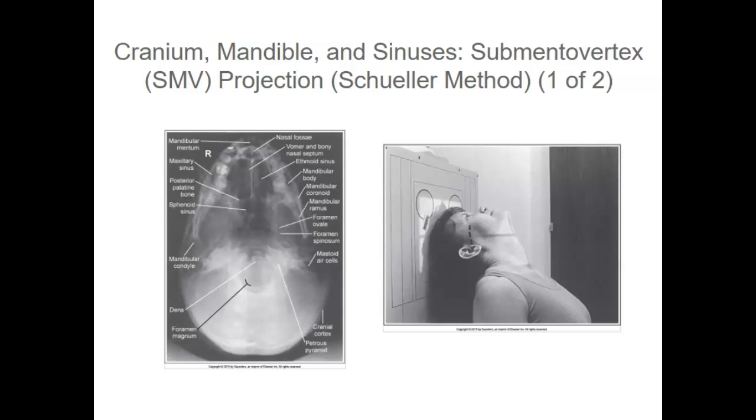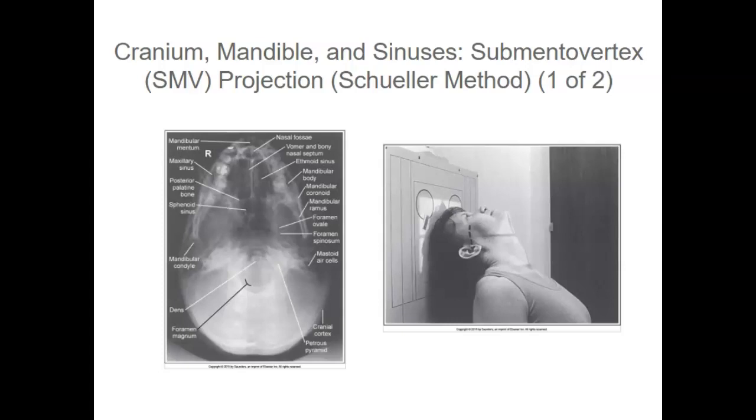For this projection, I just wanted to talk about a couple of positioning procedures. You want to elevate the chin and hyperflex that neck until the IOML is aligned parallel with the IR. Your central ray is going to be perpendicular for the cranium to the mid-sagittal plane at a level of, or at the level just anterior to, the EAM.